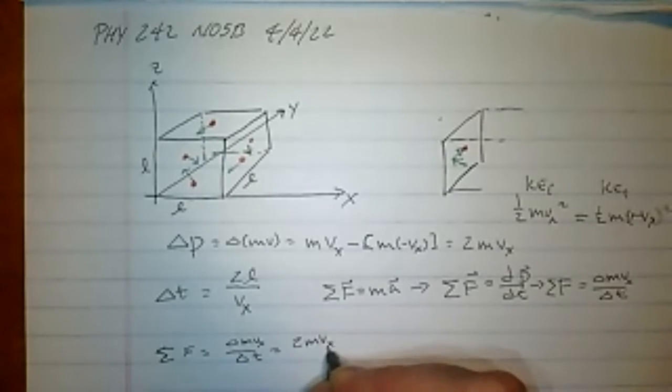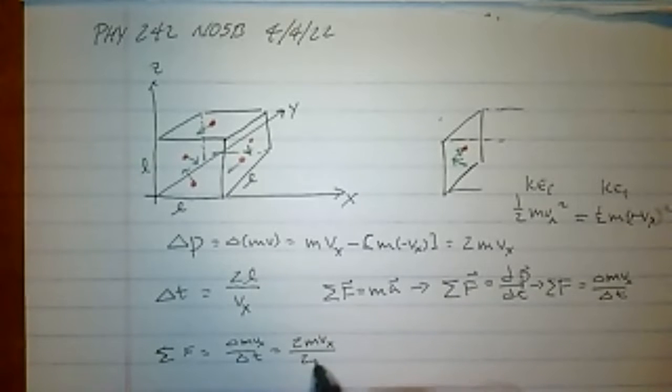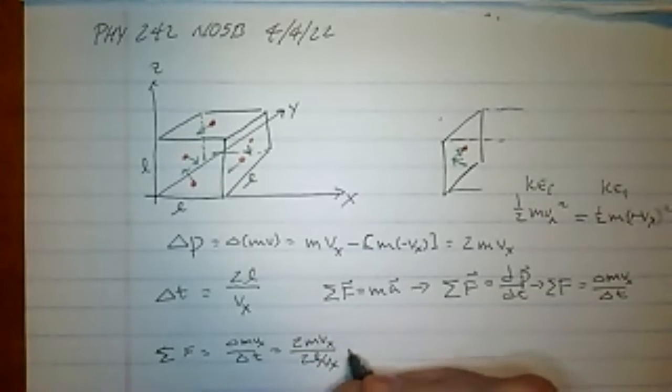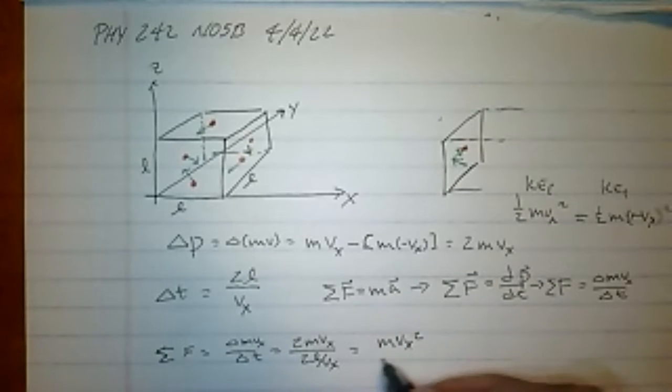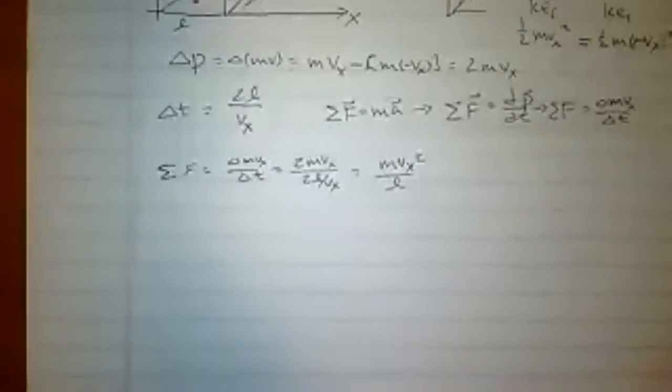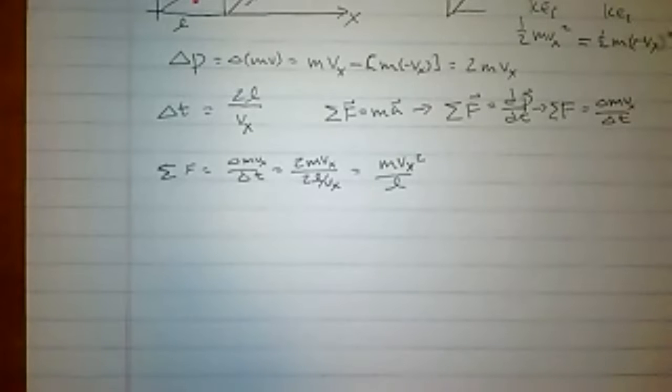So now from that, we get the total force acting is delta m vx over delta t, which is 2 m vx over, now delta t is 2L over Vx. So immediately we have the 2's canceling out, and we get m v sub x squared over L. And that's due to just one molecule or one atom. Does that make sense to everyone? Anybody have any questions about that?